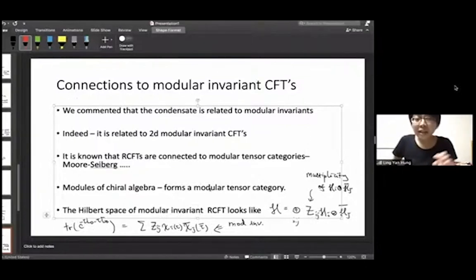And so if you think of these different sectors as being different sectors in topological order, or just view it in terms of modular tensor categories, then each of these Frobenius algebras that I just described basically allows you to find an individual modular invariant of a rational CFT. Then what about these confined sectors?